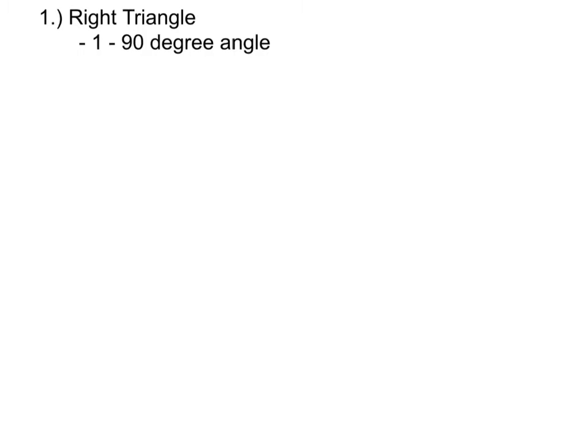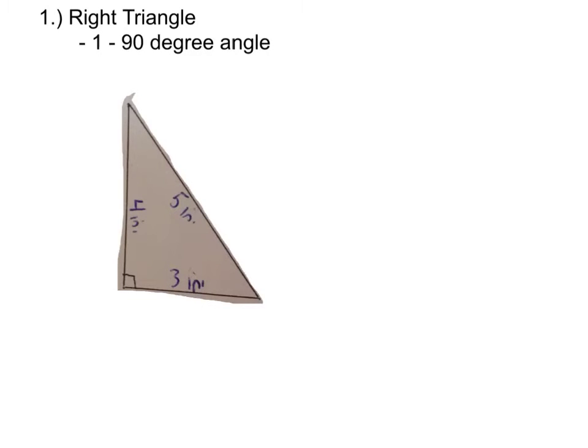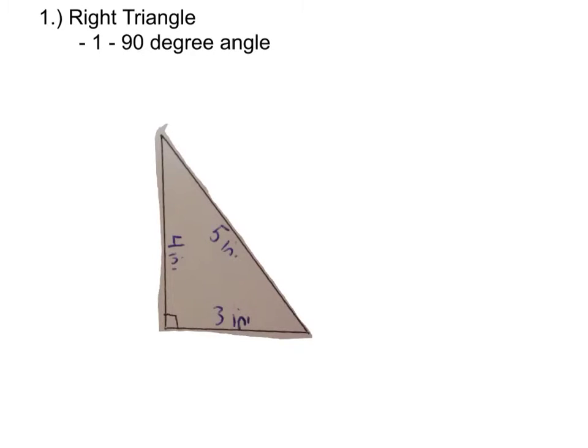Our first type of triangle we're going to look at is called a right triangle. A right triangle has one 90-degree angle. Notice that we have our triangle in the picture here, and it is signified by that 90-degree angle at the bottom left corner. How can we find the area? Well, think about it this way.